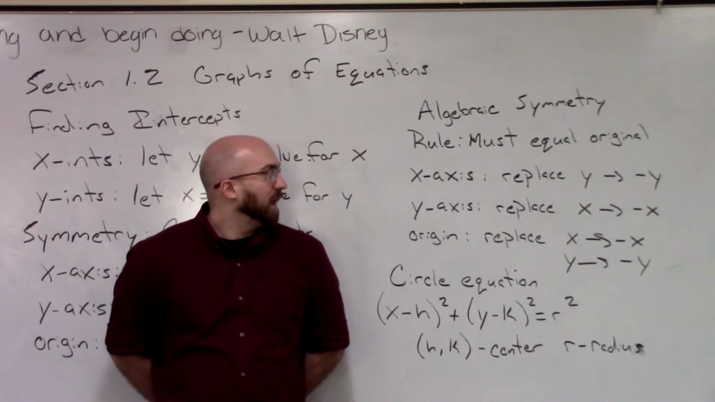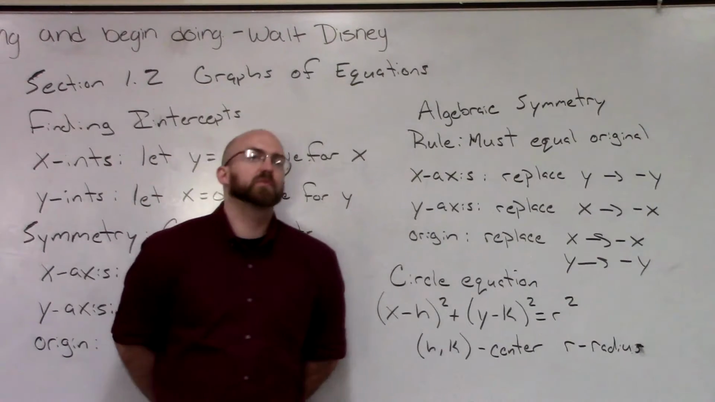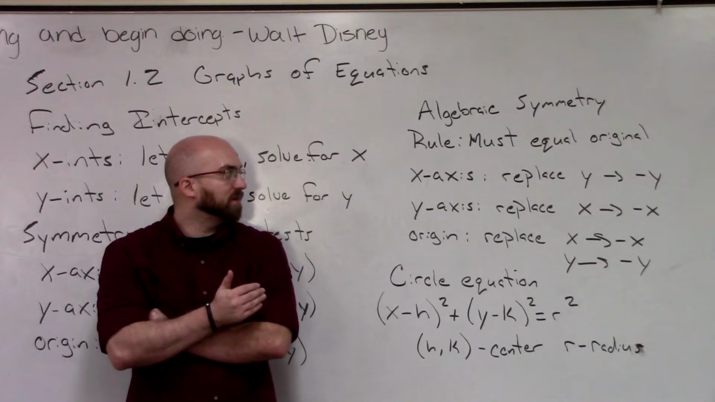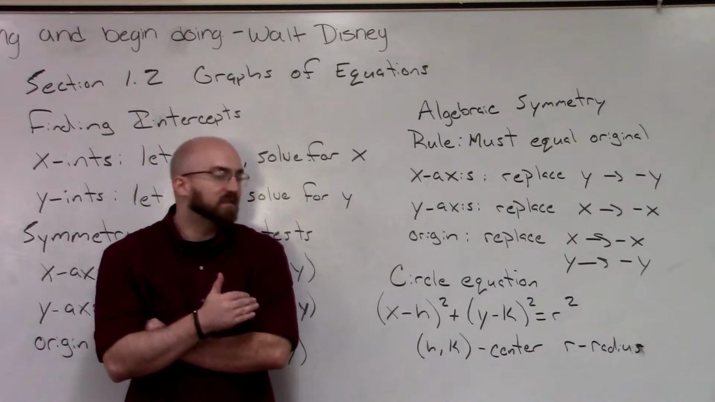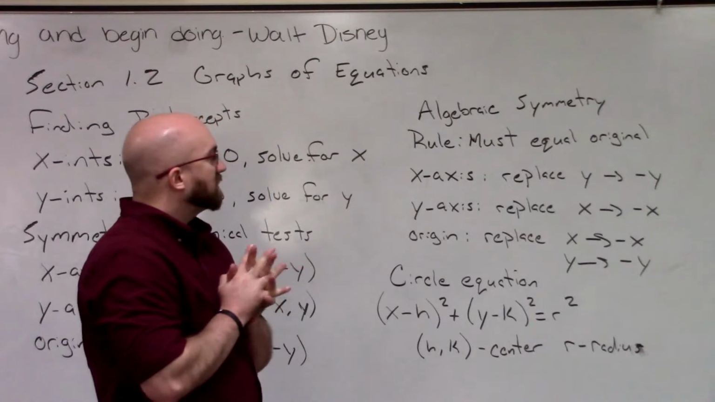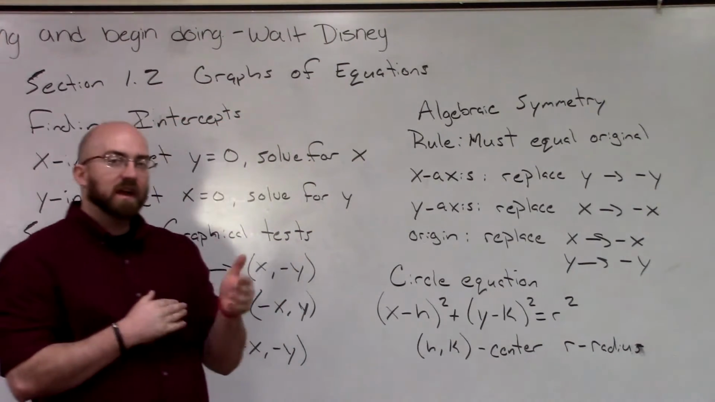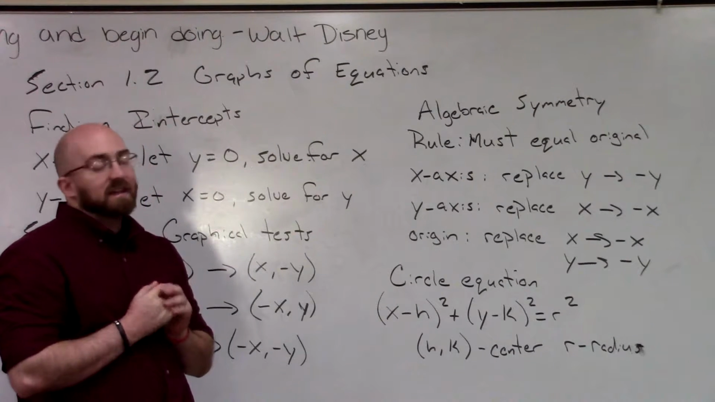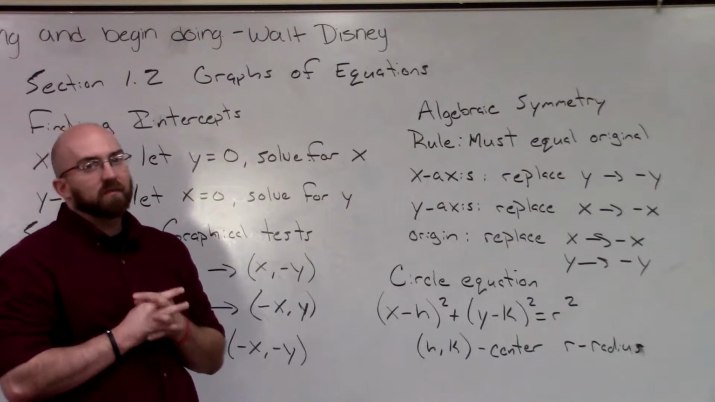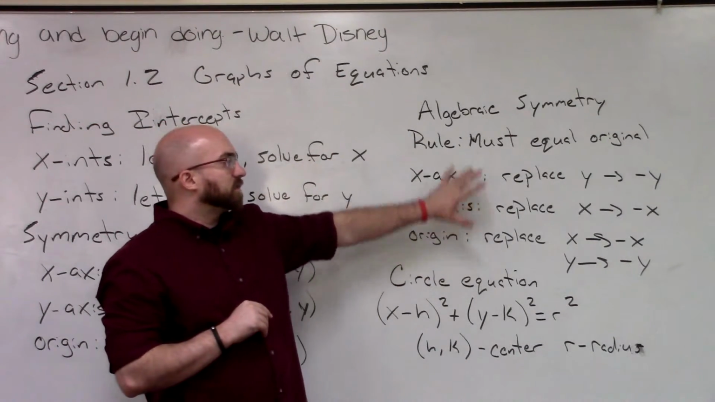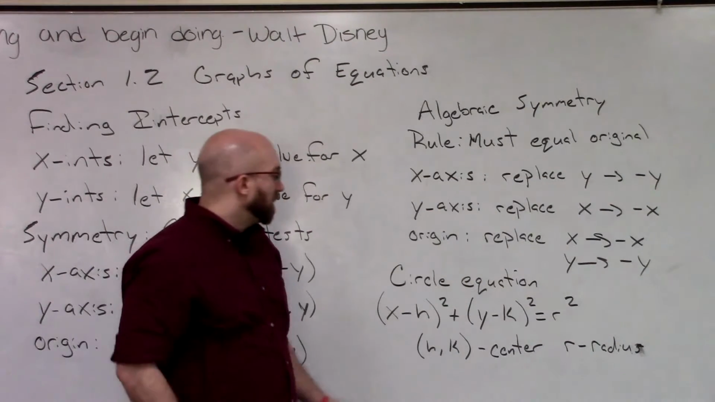So, if I say the x-axis, I replace a y with a negative y. After I do some math, and that becomes the original equation, then it's symmetrical across the x-axis. And then, for the y-axis, I replace x with negative x, do some math, and see if it's symmetrical. And the last one is origin. You replace x and y with a negative x and negative y, and go from there. Of course, I'll do some examples on this one, because this is one of the confusing parts of this section.